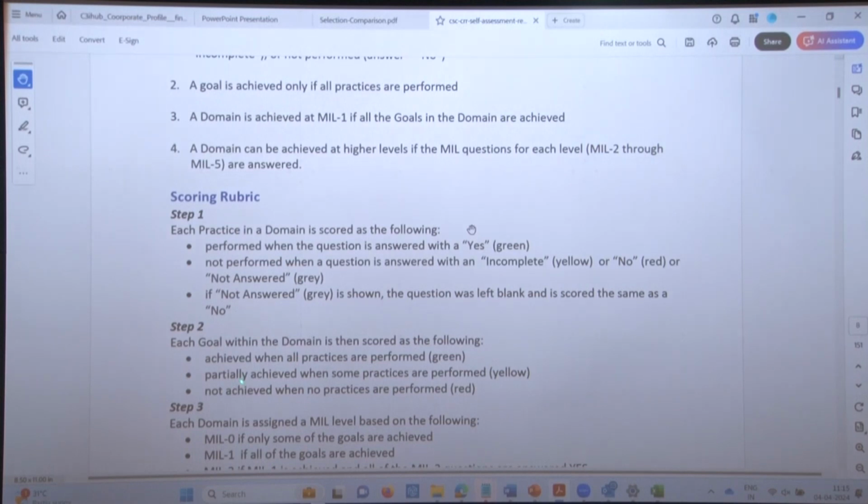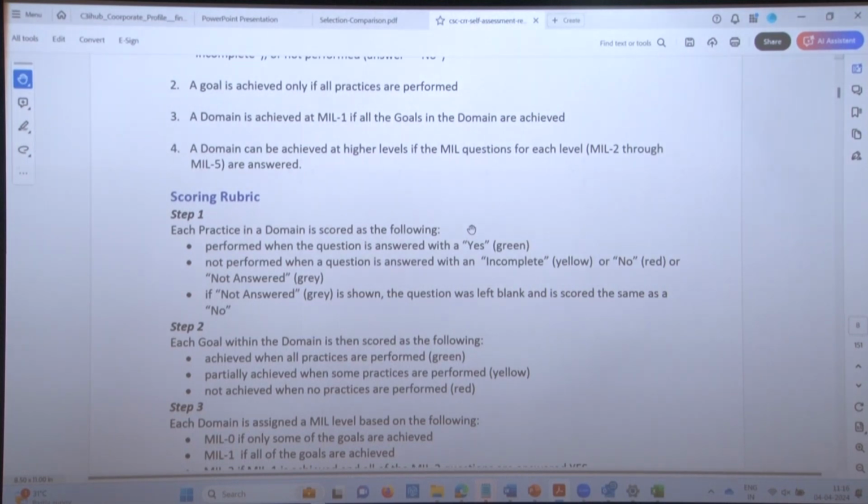So for every practice, this is for the individual practice. Individual practices can eventually be colored green, yellow, red or gray, and then for the overall domain, you have to see its performance. If all practices are performed, then only the domain gets green. So even if you miss one practice out of, let's say, 15 practices for that domain, then you cannot get green. Partially, when some practices are performed, it is yellow, so even if you miss one, you will get yellow, and if no practices are performed, then it is red, right? Red means really bad, no practice is being performed.